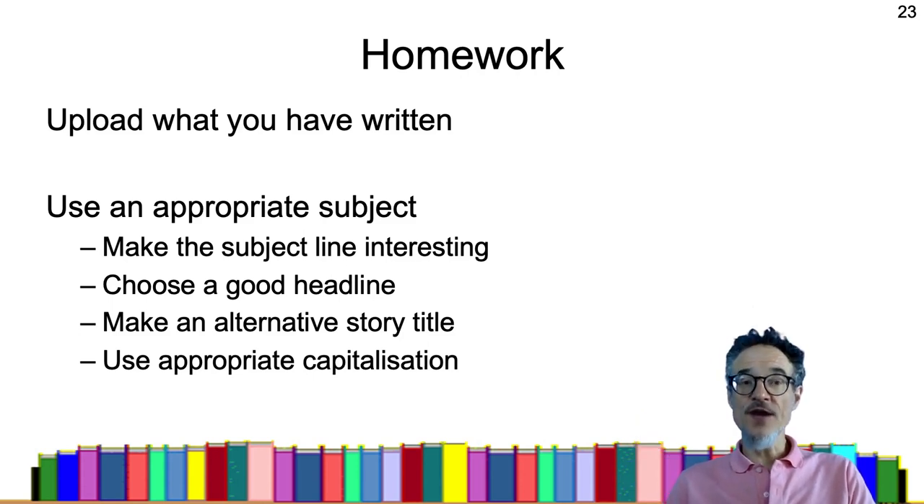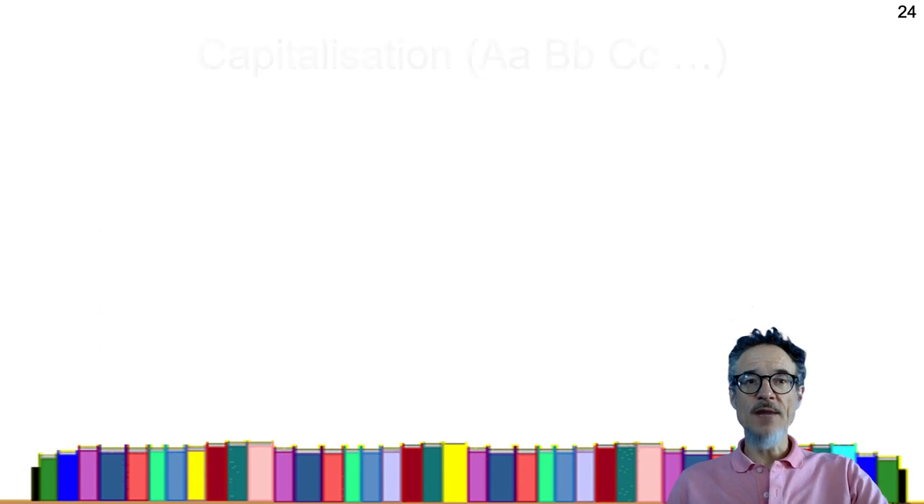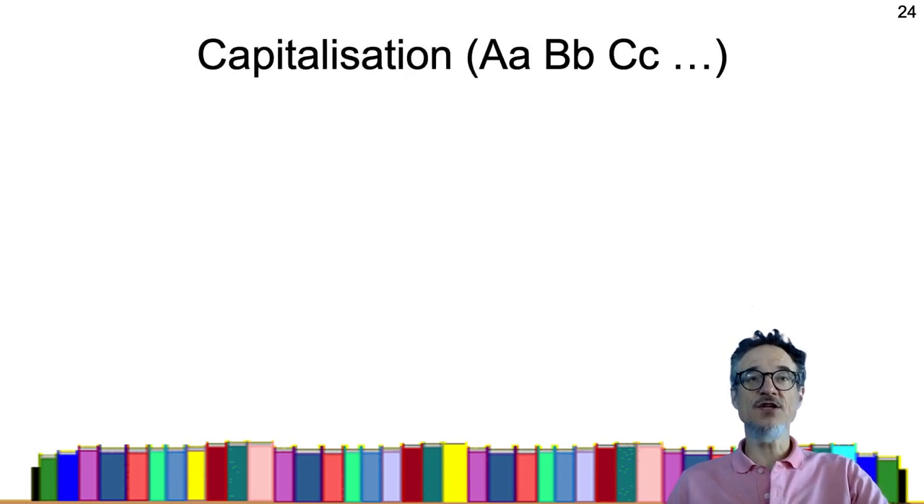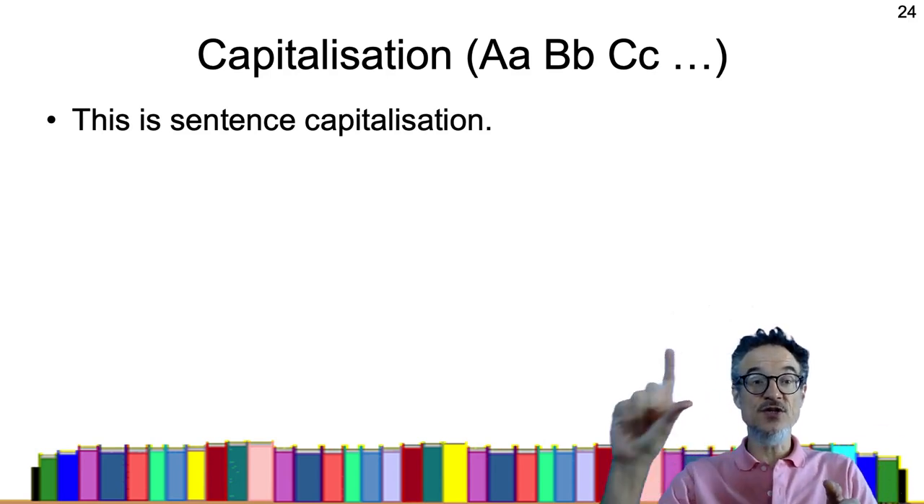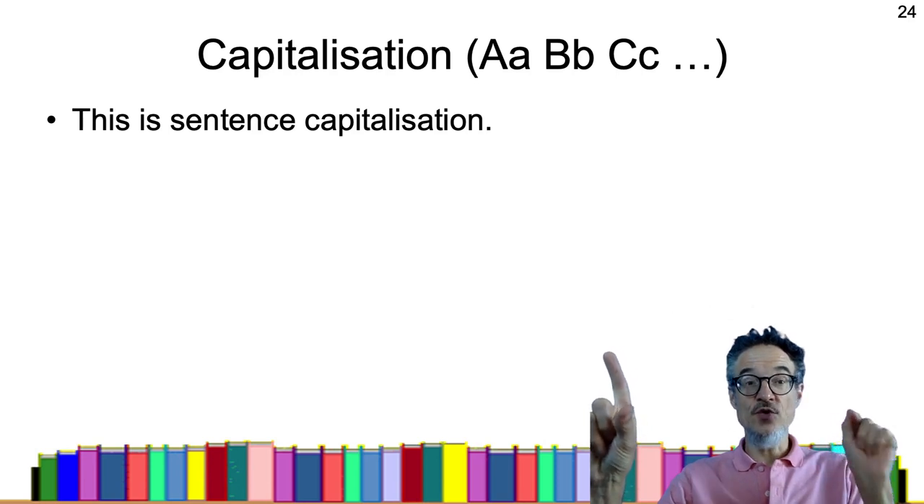And use appropriate capitalization. And let me just talk a little bit about capitalization. English has capital letters. Japanese does not. And you need to use capitals correctly. And there are different ways of using them correctly. This is sentence capitalization. So normally when you're writing text, you need to start the sentence with a capital letter and end with a full stop.